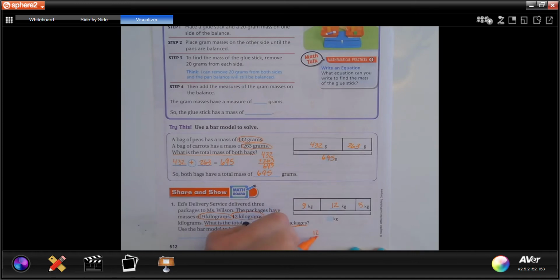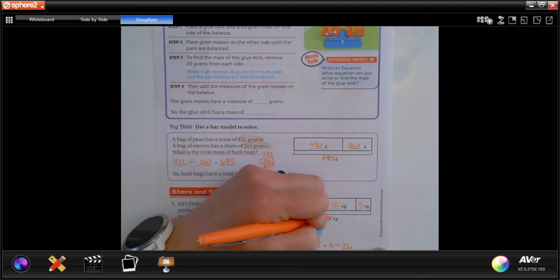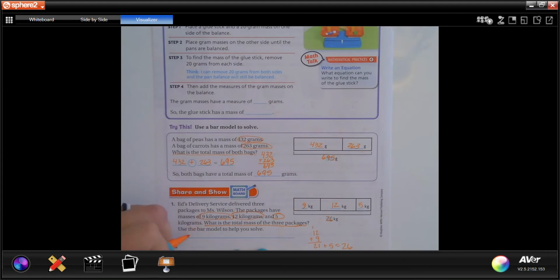12 plus 9, that's 21, so you're going to carry the 1. So 21 plus 5 equals 26. So 26 kilograms. We're working with kilograms, so we will write 26 kilograms. All right. If you need to pause it to write down, you may do so.